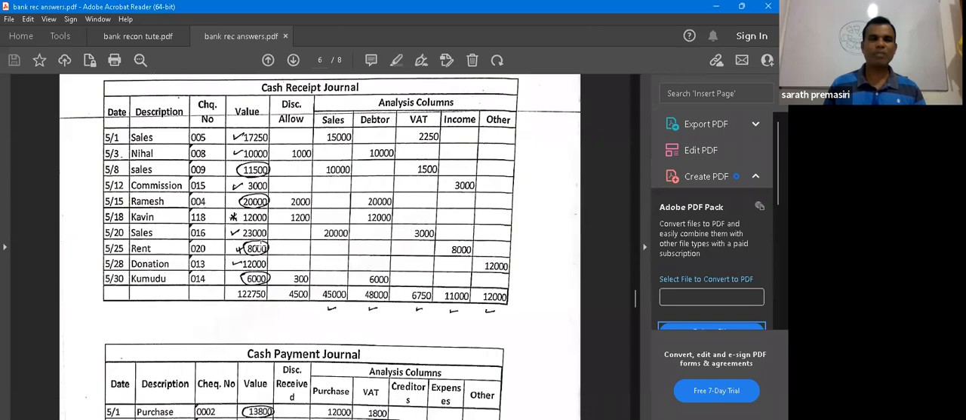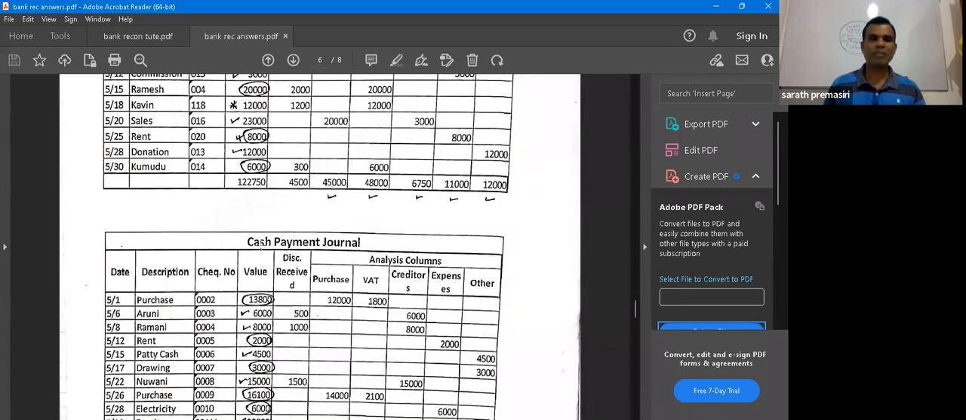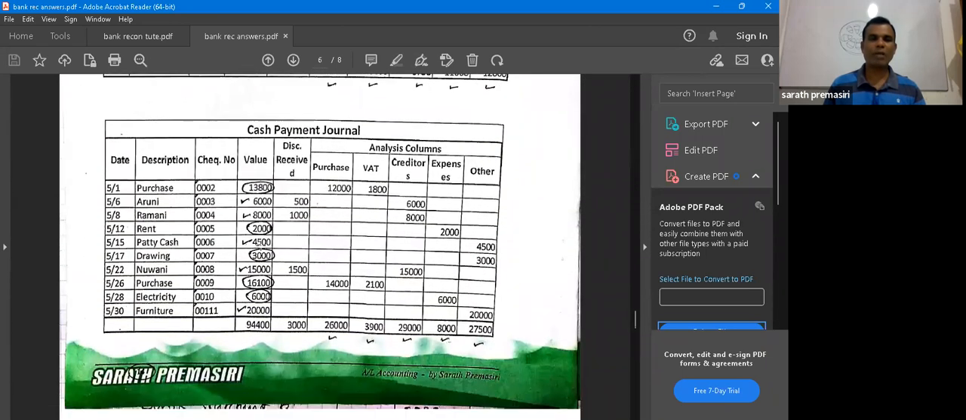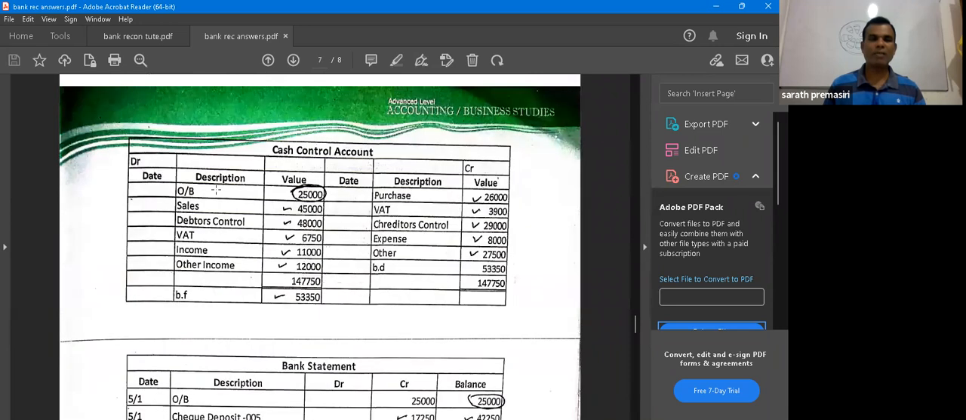Now, the cash receipt journal, and here the cash payment journal. You can see the cash payment journal. And then, by considering the cash payment journal and cash receipt journal, we prepare the cash control account. Thereafter, you have to compare the values of the cash control account with the bank statement balance.